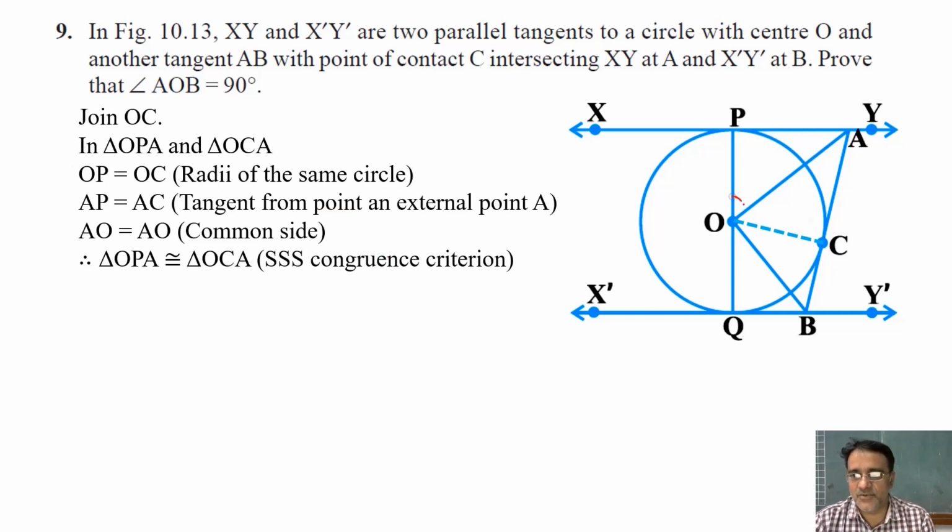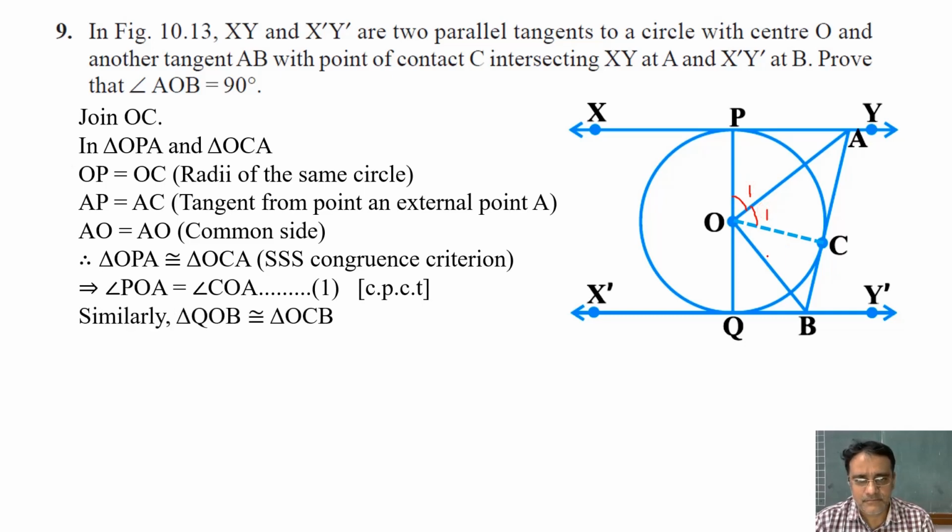So that means these two angles are equal. Why? CPC. Okay. So दोनों को मैं angle 1 ले लिया. Similarly, these two triangles are congruent, so we can take these two angles as 2. Clear? Now what is the sum of all these angles?